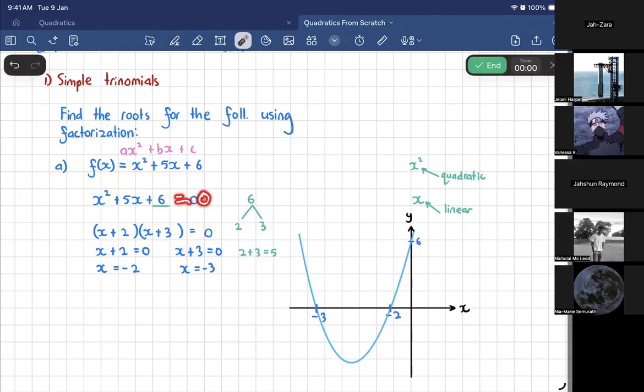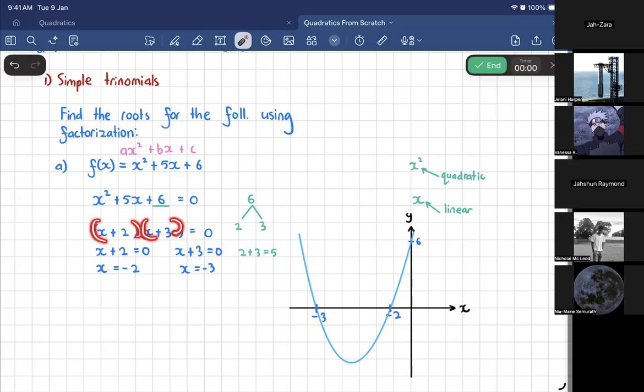So what is happening there? Jazara, at these points, when x is -3, the y value is 0. When x is -2, the y value is 0. So we are trying to figure out the x values that are going to give us a y value of what? At those x values, where's the y value? 0. Exactly. So I'll put the whole thing equal to 0 and then I'll factorize.